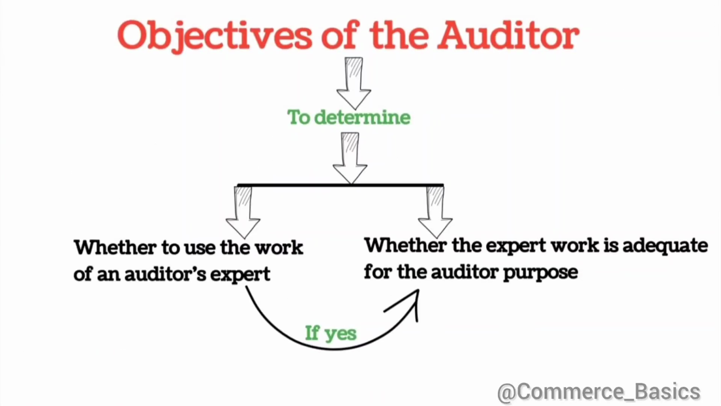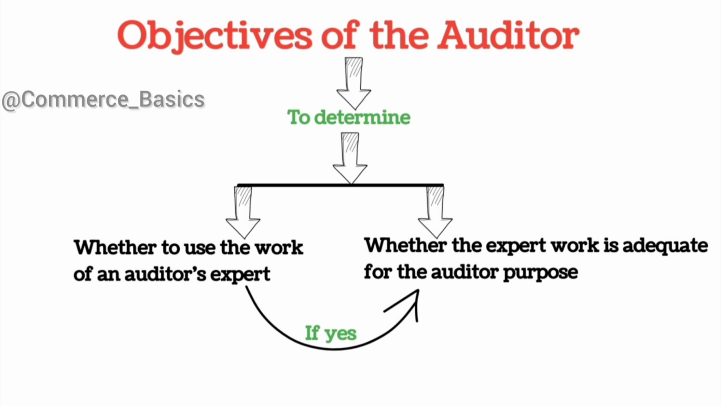The first thing is the objectives of an auditor. First, he has to understand whether he is going to use the work of an auditor's expert or not. First he has to evaluate that. Once he decides yes, he is using the work of the auditor's expert, then he has to think about whether that expert's work is adequate for his purpose or not. So these are the two objectives of the auditor. First, whether he has to use the work of an auditor's expert or not. If he is using it, whether that work is adequate or not, he has to understand that.